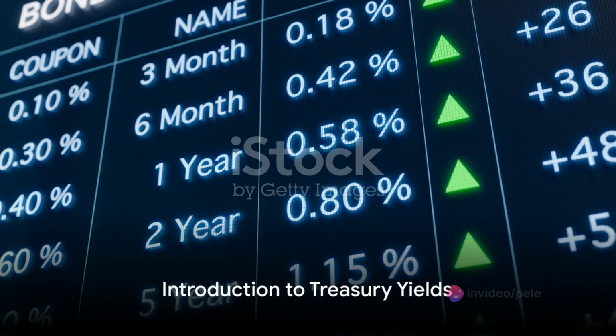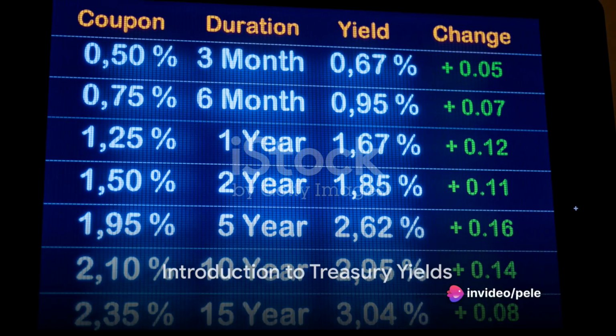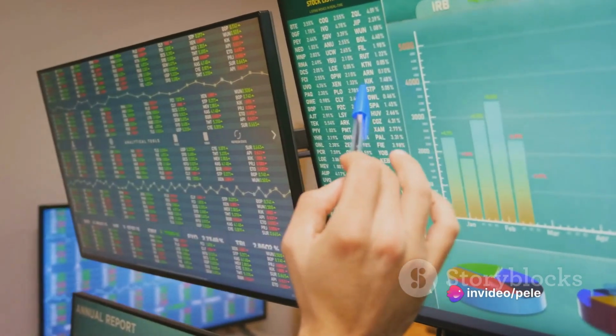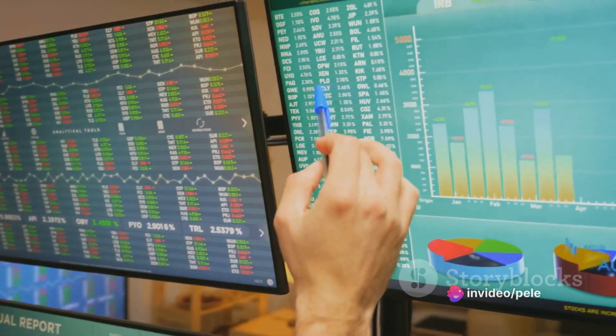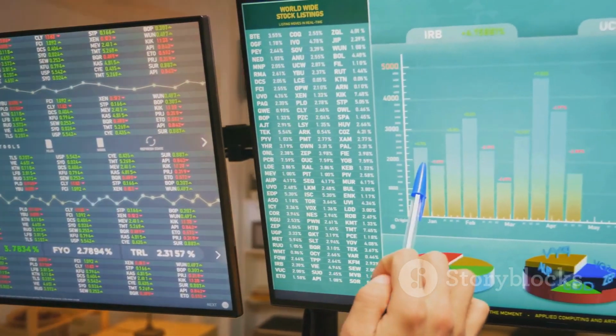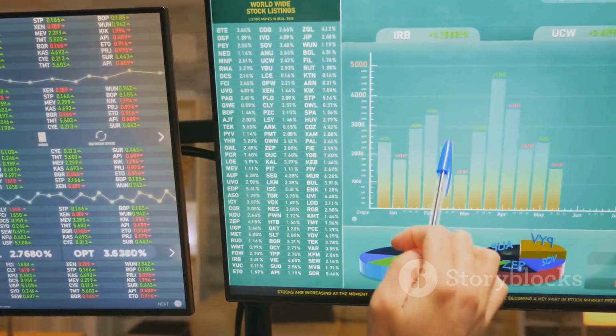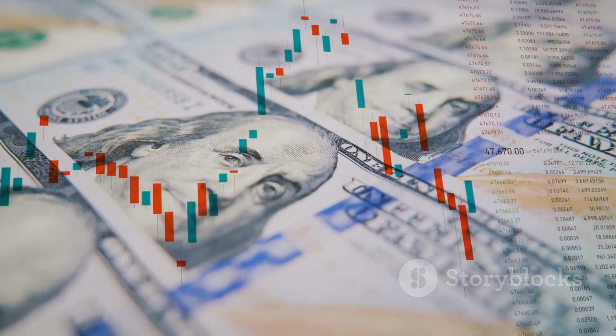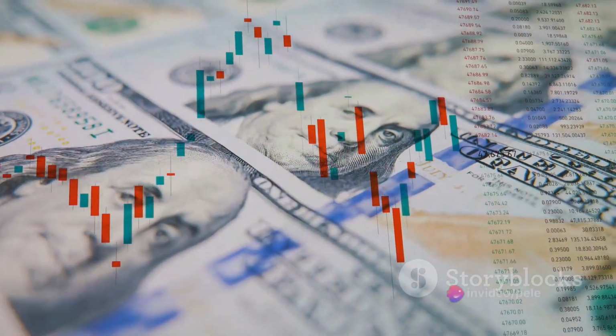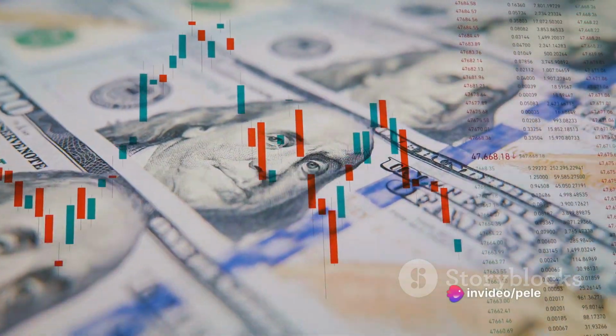Ever pondered about the recent surge in US Treasury yields and speculated what it implies for the economy? Well, you're not alone. These yields are a crucial cog in the global financial machine, and understanding them can help us make sense of the broader economic picture. So what exactly are Treasury yields?